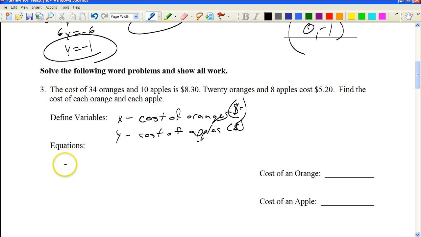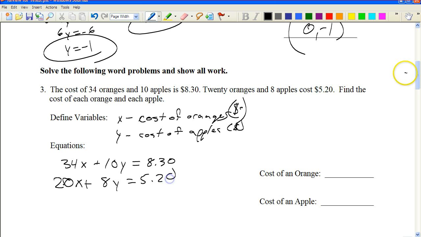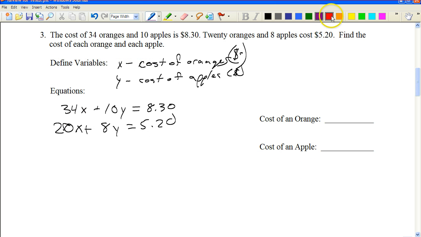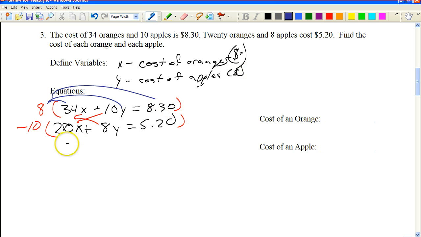Okay, and so 34 oranges, 34 times x is going to be the cost of just the orange part, plus 10 apples, so it's going to be 10 times y, the cost of just the apples. We add those together and we get the total cost. The other one is going to be 20 oranges plus 8 apples. It's going to be $5.20. Now I want same number, different signs. I'm going to use elimination because I just prefer that. So I'm going to multiply the top one by 8, and the bottom one by negative 10. And then I'm going to distribute those to all three parts.